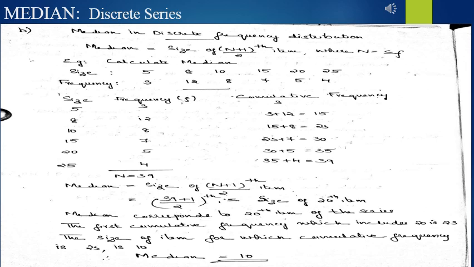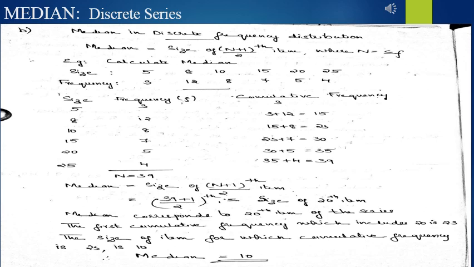അപ്പോൾ നമ്മൾ ഇനി നോക്കേണ്ടത് the first cumulative frequency which includes 20 is size of the 20th item ആണ്. So 20 include ചെയ്തു വരുന്ന ആദ്യത്തെ cumulative frequency is 23. അതിന് corresponding ആയിട്ടുള്ള size 10 ആണ്. So the median is 10. But this is അത്രയും simple തന്നെയാണ്.